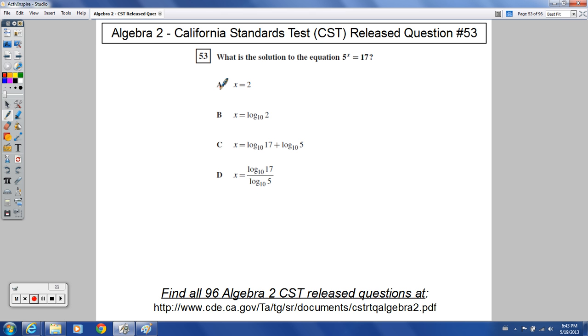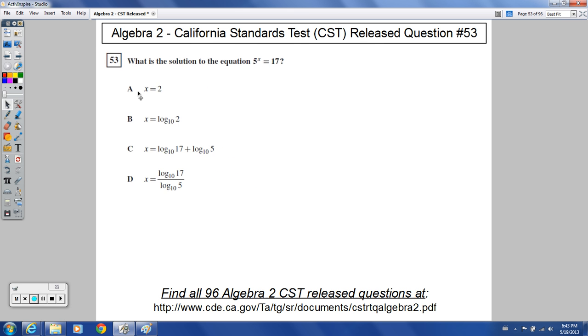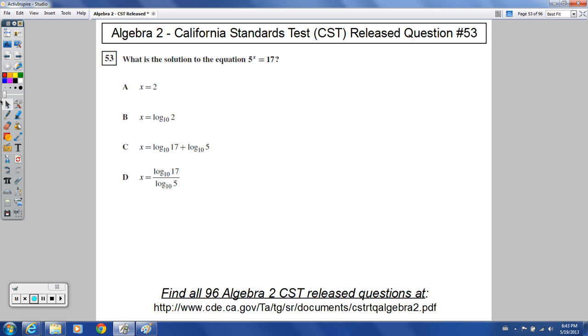I can eliminate choice A really quickly because if I plug in a 2 right there, is 5 squared equal to 17? Clearly not. So that one I'm going to get rid of, but I'm going to need some room to work over here. I want to reintroduce you to, help you review, what logarithms are in the first place, and how we are going to get an answer that looks like one of these. So logarithms in general, you have something that looks like this.